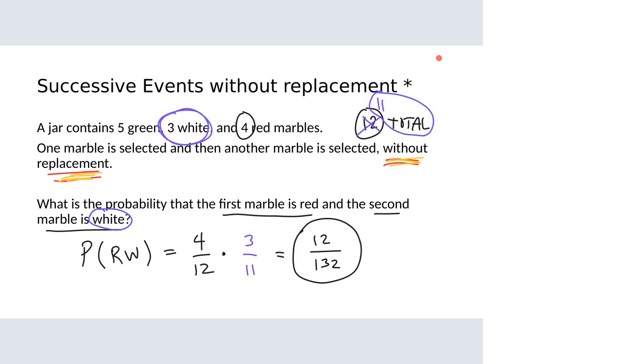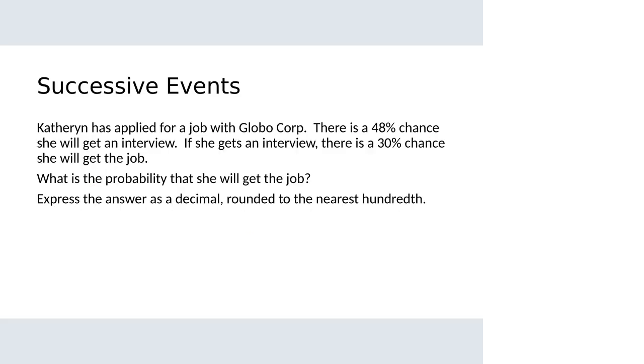Okay, we're going to look at one that reads more complicated than it really is. Catherine has applied for a job with Globo Corp. There's a 48% chance she will get an interview. If she gets an interview, there's a 30% chance she will get the job. What's the probability she will get the job? And this one we're going to write as a decimal rounded to the nearest hundredth.